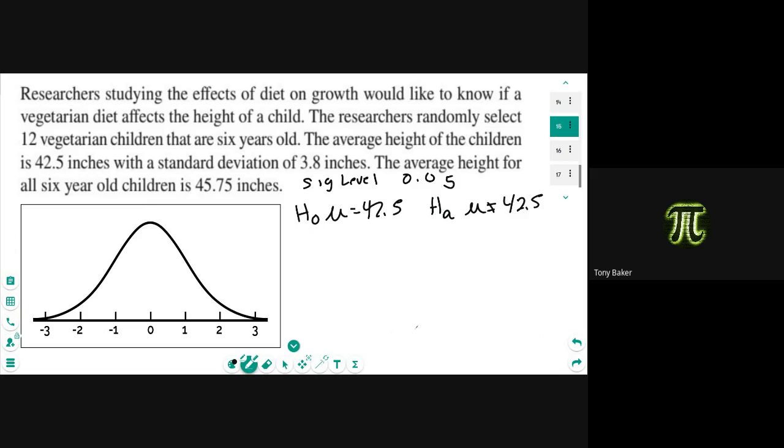Okay. All right. What's the mean? 42.5. What's my standard deviation? Is it population or sample? Population. My X is 45.75 and my N is 12. Good. All right. So one-tailed or two-tailed? Two-tailed, we're doing a significance level of 0.05 and we're doing the Z.